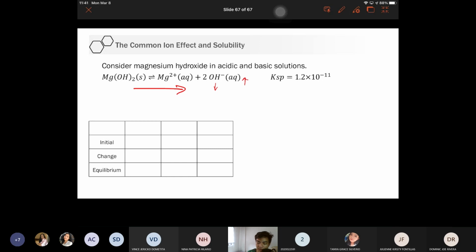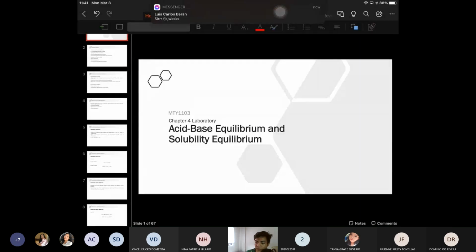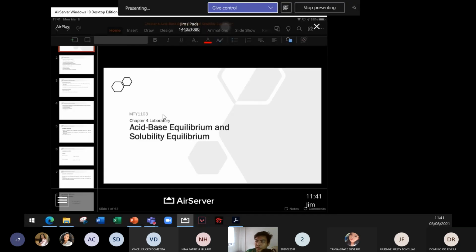Okay? So, yan. So, kapag nabawasan yung ating OH, shift to the right yung ating equilibrium. Ibig sabihin, mas magiging soluble siya. So, for bases na precipitate, more soluble sila sa acid. Kasi nababawasan yung OH. Applying Le Chatelier principle, shift to the right yan. No? Okay? So, that will be all. No? And tapos na tayo for the topics sa midterm. So, we are done with the midterm topics na.